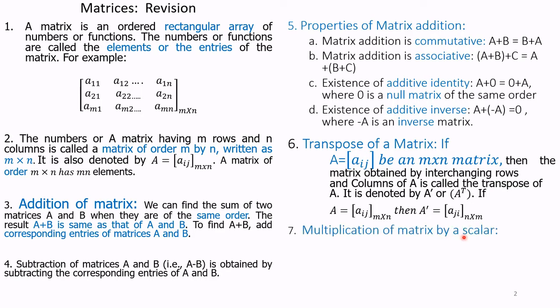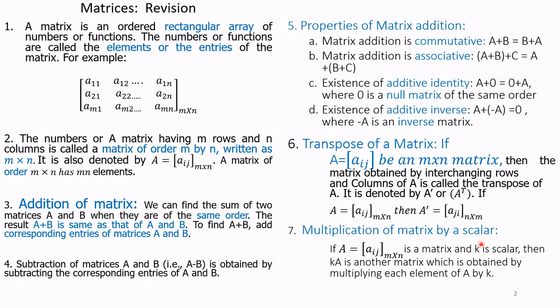Multiplication of a matrix by a scalar. If A is equal to within square bracket aij of order m into n is a matrix and k is a scalar, then kA is another matrix which is obtained by multiplying each element of A by k.